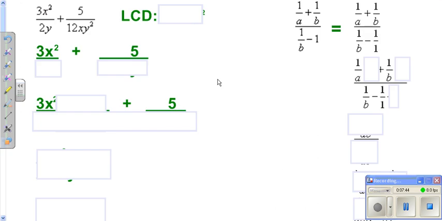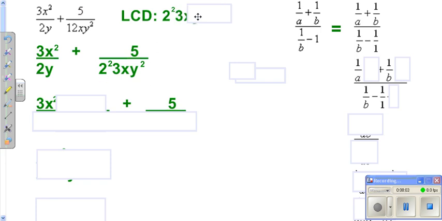Let's go ahead and work this out. Factor the denominators. 12 is a 4 times 3, and 4 is a 2 squared. For the LCD, you write down all the different things that are occurring. We have 2's. Choice in the exponent, though, would be a 2 squared. We have a 3 that shows up. We have an x that shows up. We have y's that show up, but then you have to take the higher exponent.